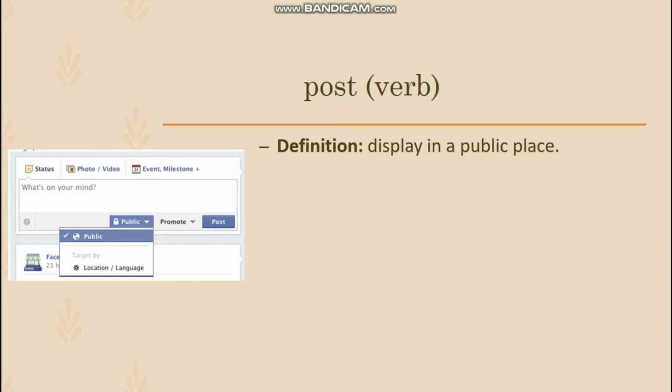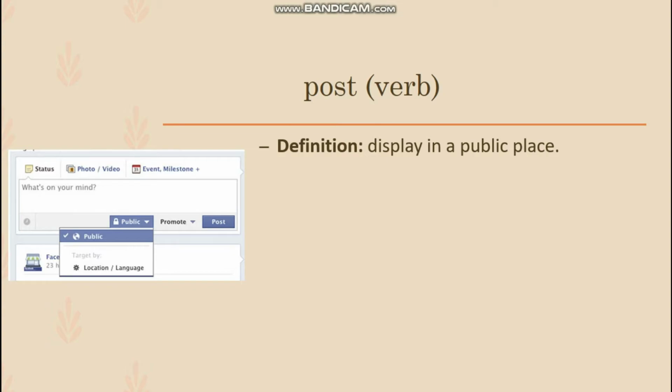Now we know that post is actually something that we see if we have some social media accounts like Facebook, Instagram, Snapchat, and many more. You can see that you can write something, or you can really take a picture that you like and you can post it for the public to see. So all of the people who actually have accounts, they can actually enter your page and they can check things that you write. So for definition, it's display in a public place.